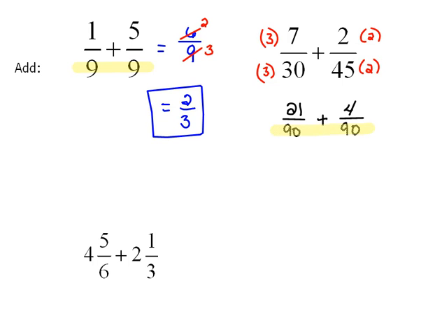Now our denominators are the same, so we can keep that denominator of 90, and we can just work with the numerators. 21 plus 4 would be 25. So this is our answer, but now we have to always make sure that it's in fully reduced form. And there is something that will go into 25 that will also go into 90, and that's a 5. 5 goes into 25 5 times, and 5 will go into 90 18 times. So our final answer here is 5/18.